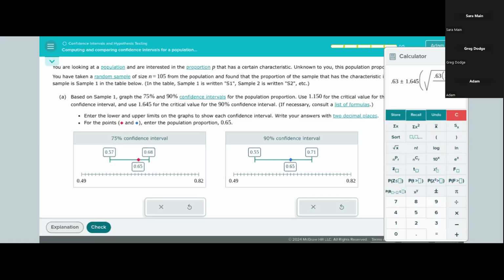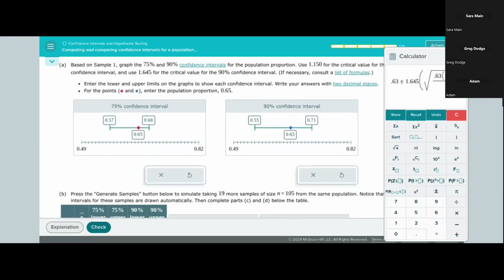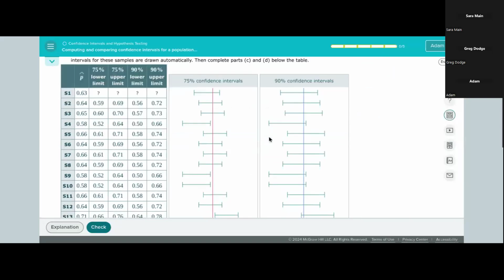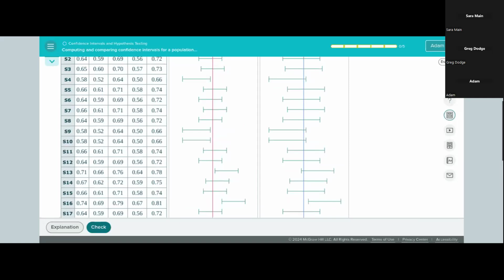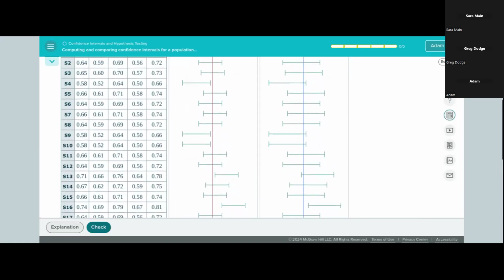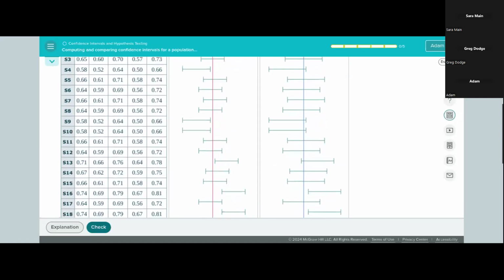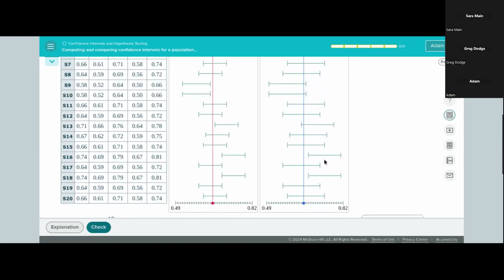Okay, so let's scroll on down to where it gets fun with all the questions, part C and D. So we generated 20 samples, and now they're going to ask us a question. It says, notice that for 18 out of 20 of the samples, the 90% confidence interval contains the population proportion. Choose the correct statement. So is that what we found? There were 18 of them. There were only 2 that did not fit in the 90%. Yep, 1, 2. Okay, just want to verify that.